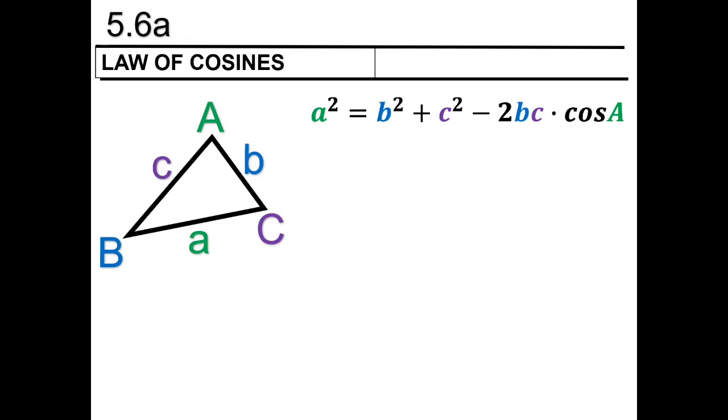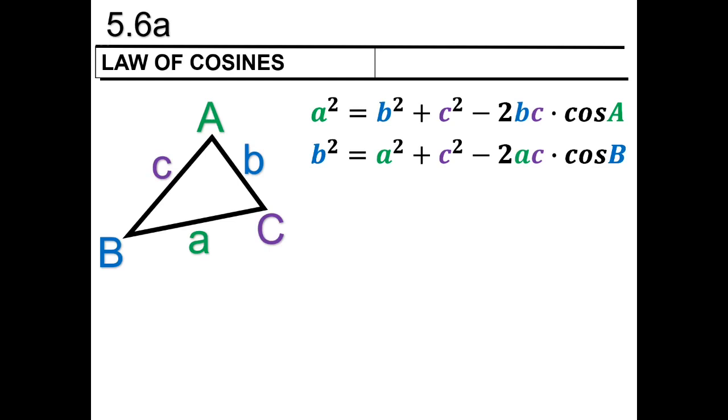If I use side B and angle B, our equation begins like this. Notice the equation begins with a side length squared and equals eventually the cosine of its corresponding angle. If I'm using a squared and ending with cosine of A, I will fill in the gaps with the other two side lengths, b and c.